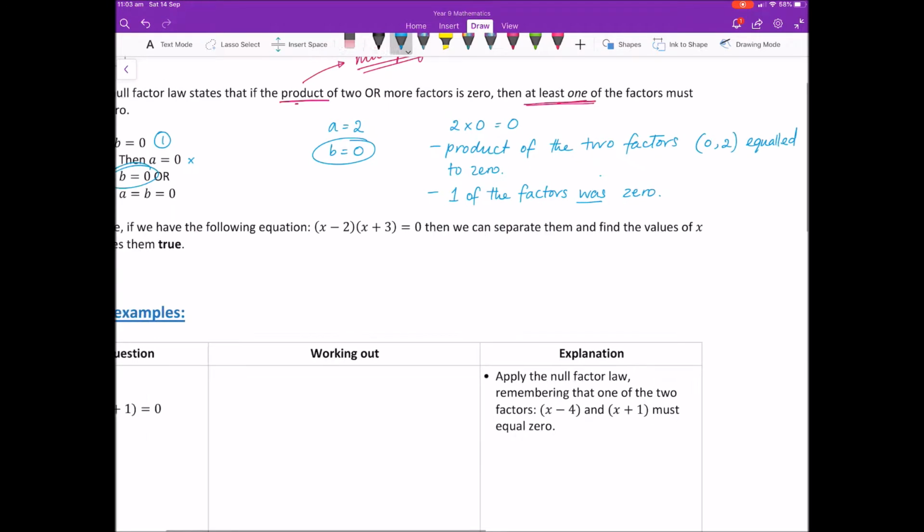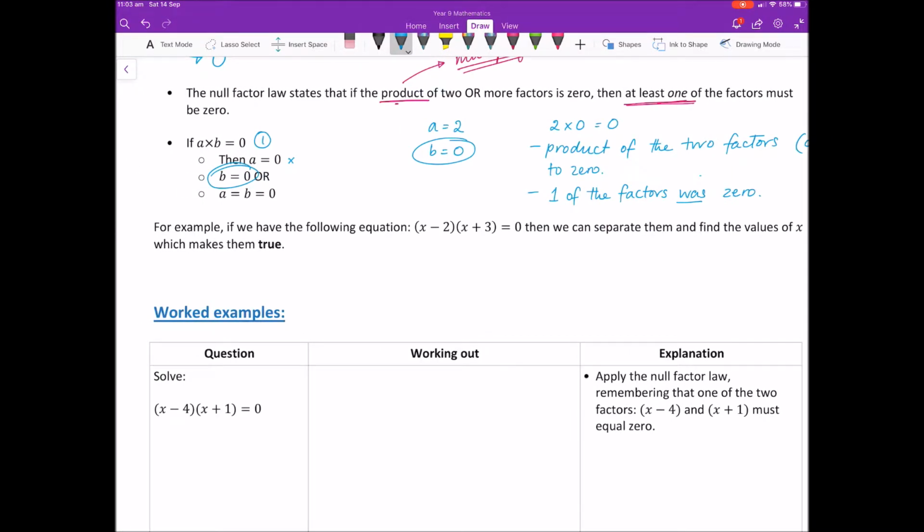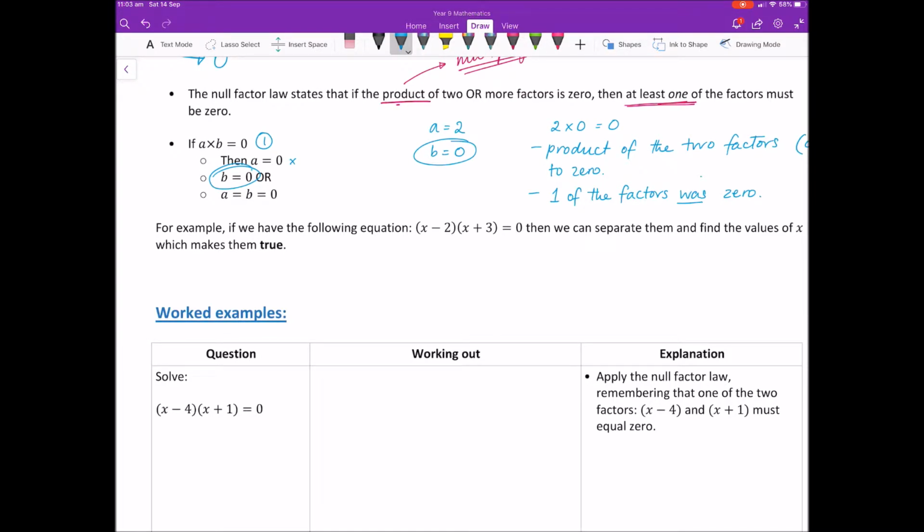So now, let's apply this to a quadratic. So for example, if we have the following equation, x minus 2 times x plus 3 equals 0, what we can do is to separate them and find the values of x which makes it true. So by that, I mean literally separating them. So let's separate this and separate that.